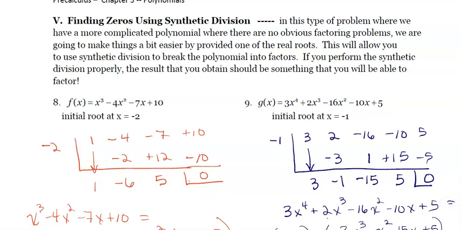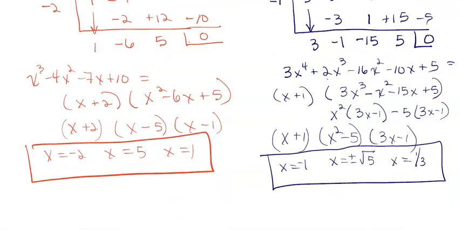Now the difference is, take your answer, your quotient, which is going to be x squared minus 6x plus 5, and factor that. This was your initial factor. You got that from your initial root. When you factor this, you end up getting x minus 5 and x minus 1. Those are factors. Here are your roots.